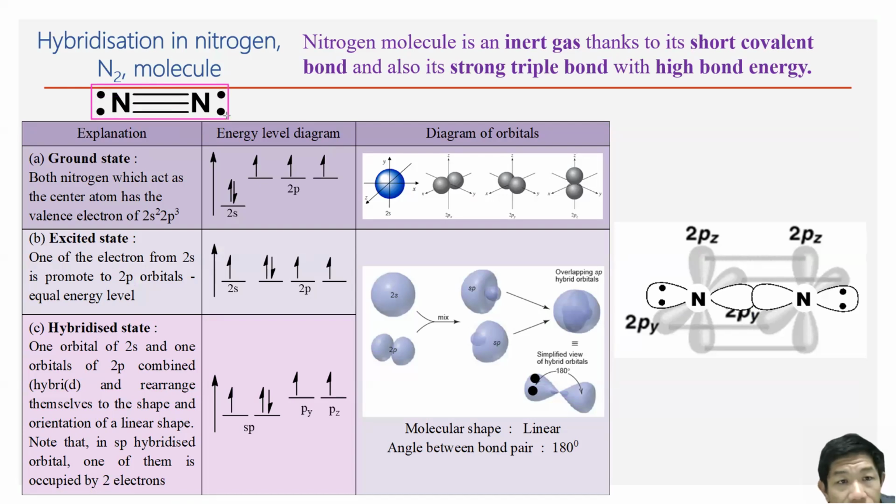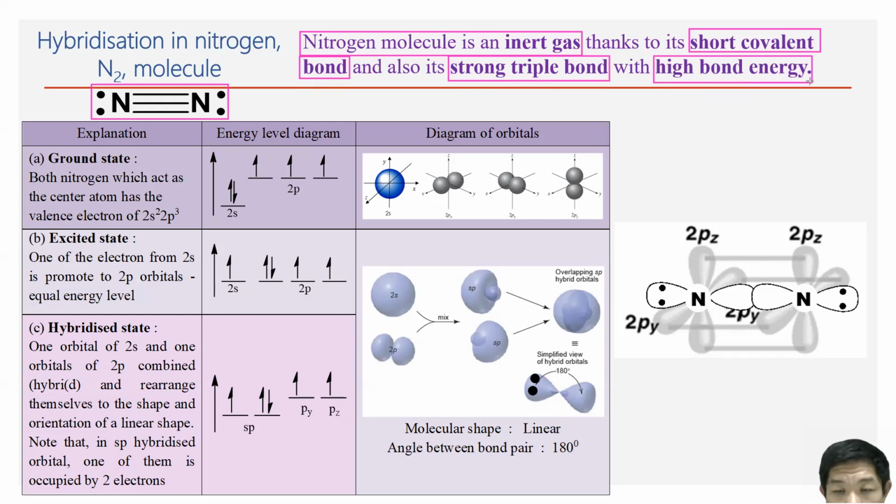And a triple bond in the center. So nitrogen, being one of our most abundant gases on Earth, is basically an inert gas. Why is nitrogen an inert gas? Because it has a short covalent bond with a strong triple bond. Therefore it shall have a high bond energy. So this is how you are going to explain why nitrogen gas is inert, because you have a short and strong triple covalent bond with a high bond energy here.